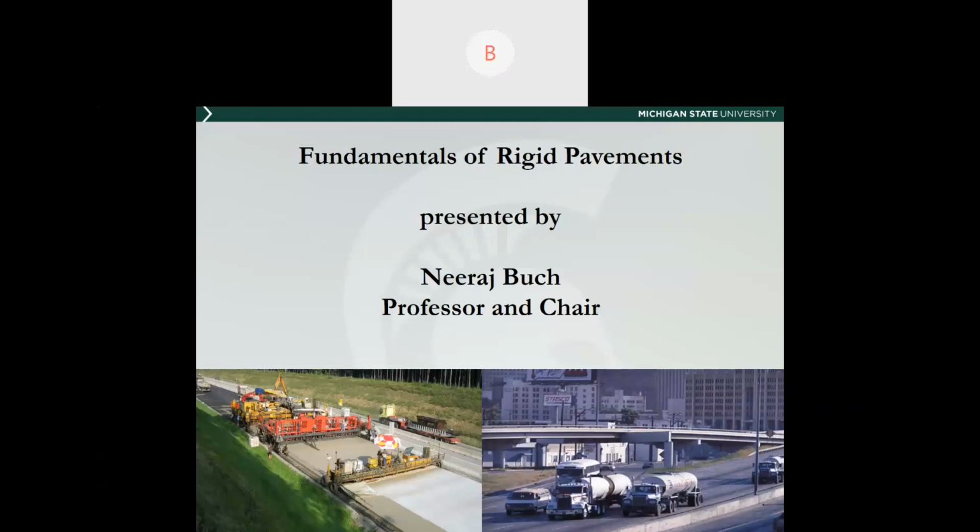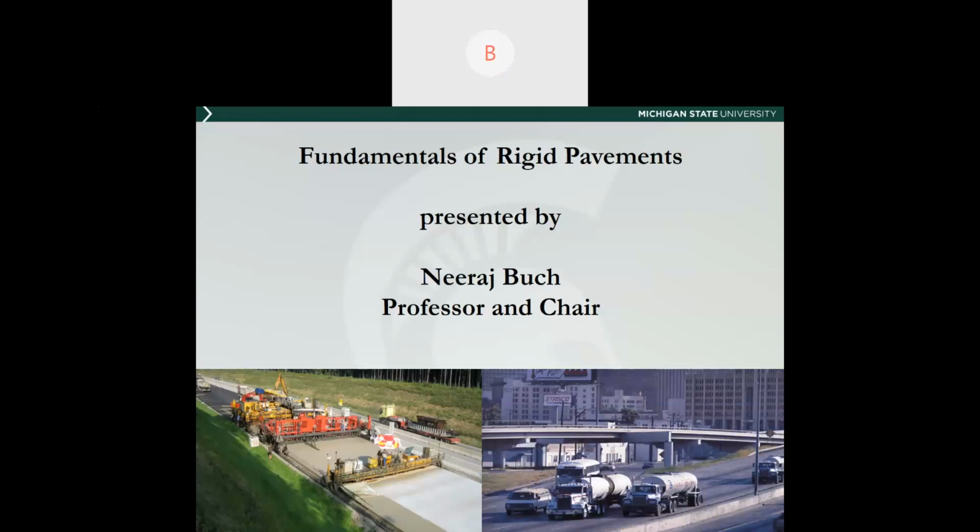Spectrum of design and analysis of rigid pavements in 50 minutes. I spent 15 weeks teaching an undergraduate course and a graduate course in this area. But hopefully I can give you a brief overview, and if there is more interest, we can always have a conversation later on.